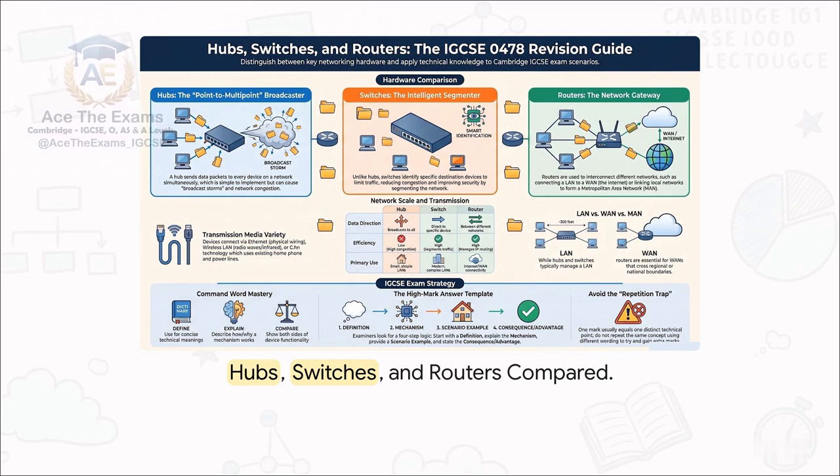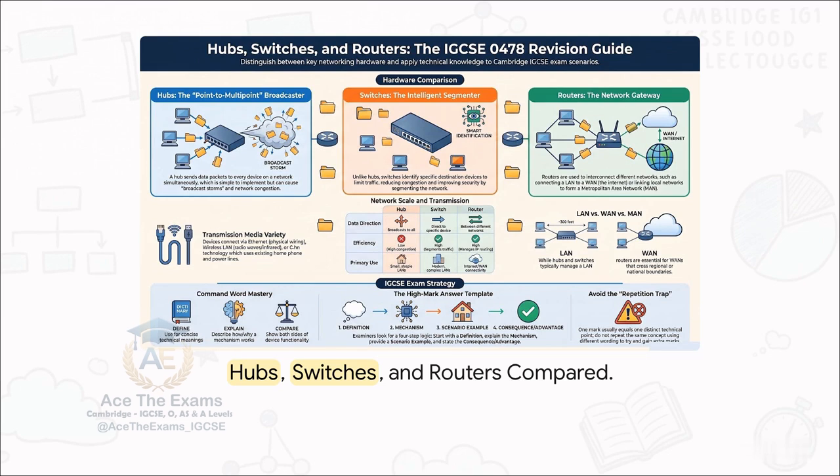Here, we're comparing three absolutely crucial pieces of hardware: hubs, switches, and routers. The hub? That's your basic point-to-multipoint broadcaster. It blindly takes data and just shouts it to every single device, which, as you can imagine, can cause a massive broadcast storm and slow everything down to a crawl.